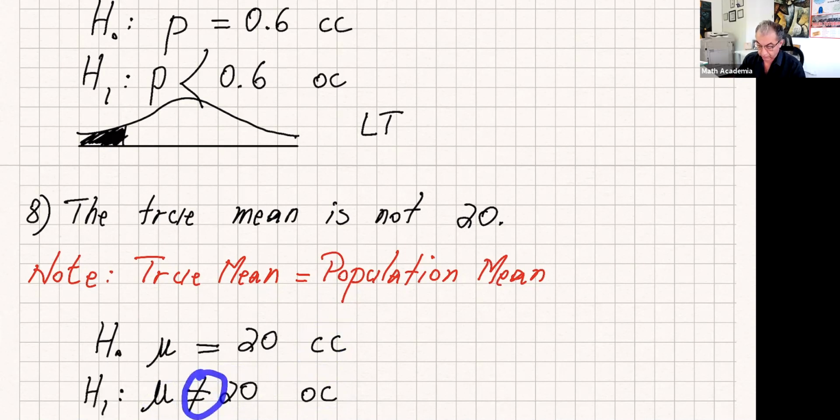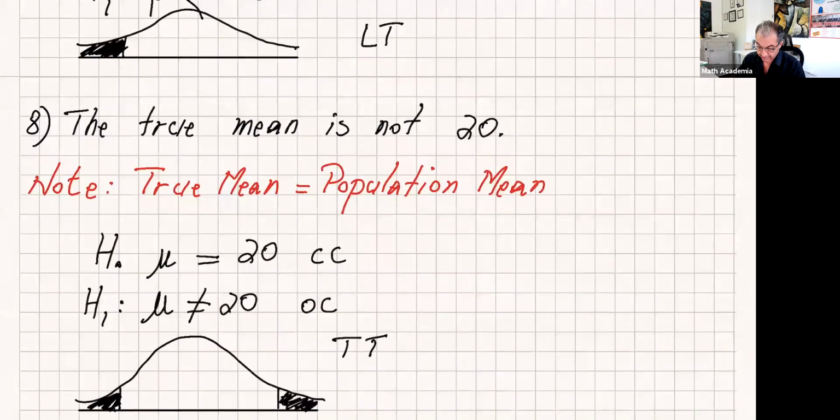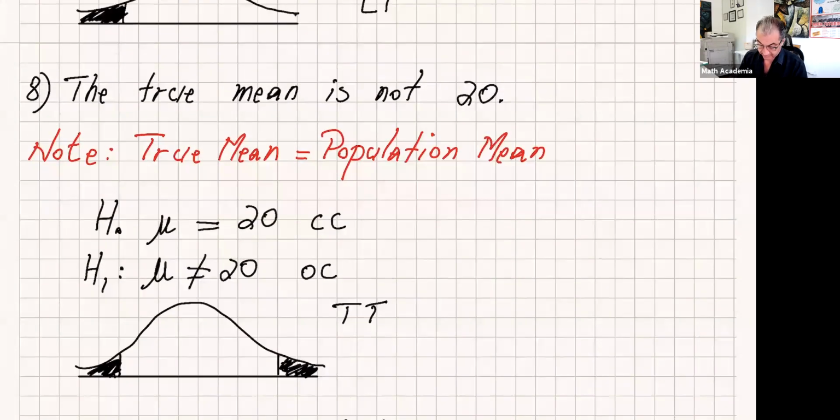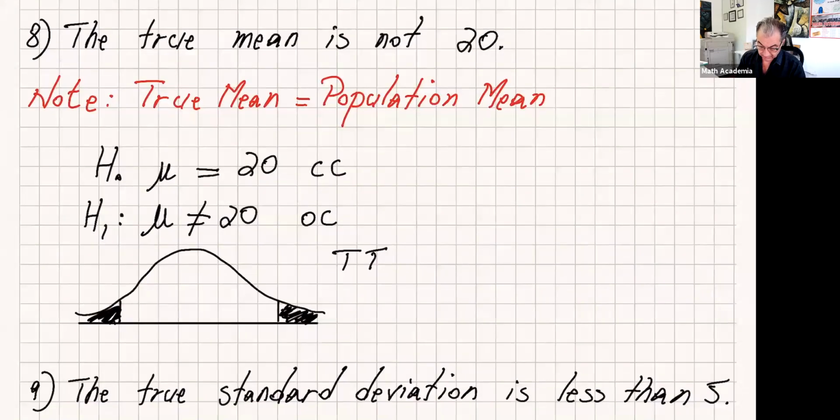Not equal to, we're dealing with a two-tailed test. So, it's a very good idea to draw again the curve. And then here shade both sides. And TT means two-tailed. You don't have to write this. And we'll see later on why. Little note here, we're going to find the critical values. That's going to be the next step.